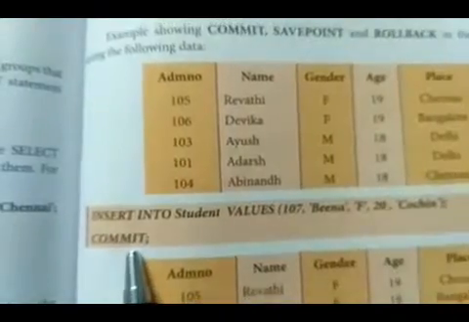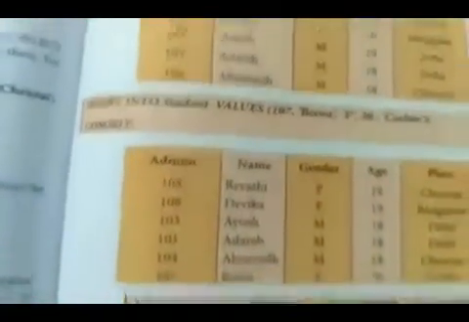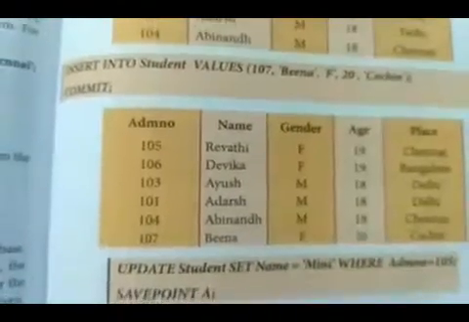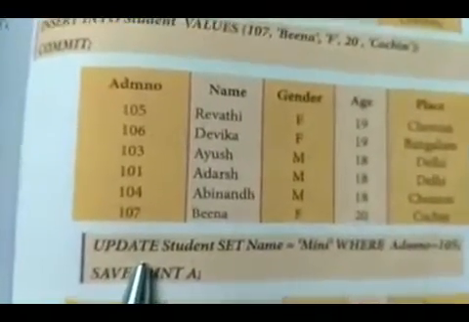And they have used the commit command. So now in the table, how many records are there? 6 records are there. So after that, what another transaction have we done?